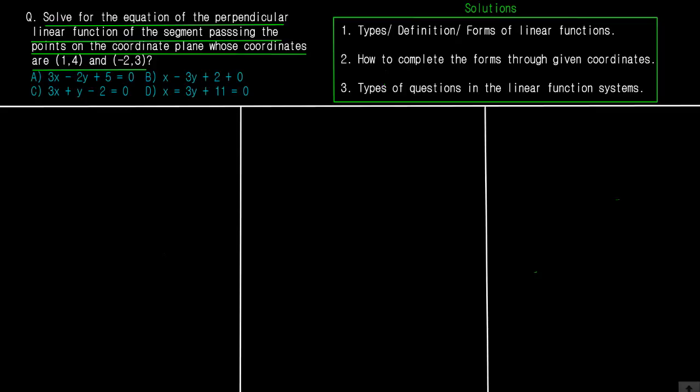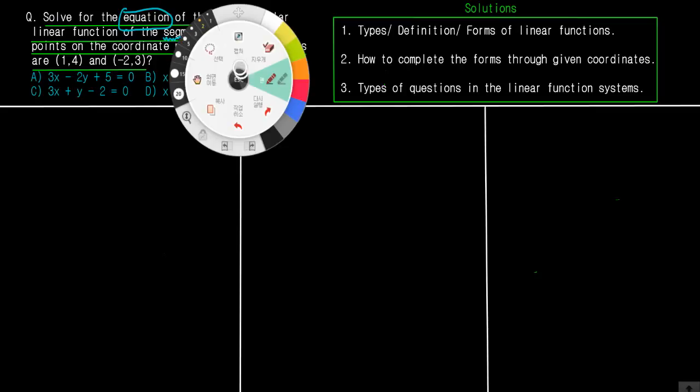So we are basically trying to solve for the equation that is perpendicular to the linear function passing through the points of the coordinate plane, (1, 4) and (-2, 3). And if you think about this segment, which means a straight line on the coordinate plane, we can always think about it as the linear function that satisfies its own equation on the coordinate plane.